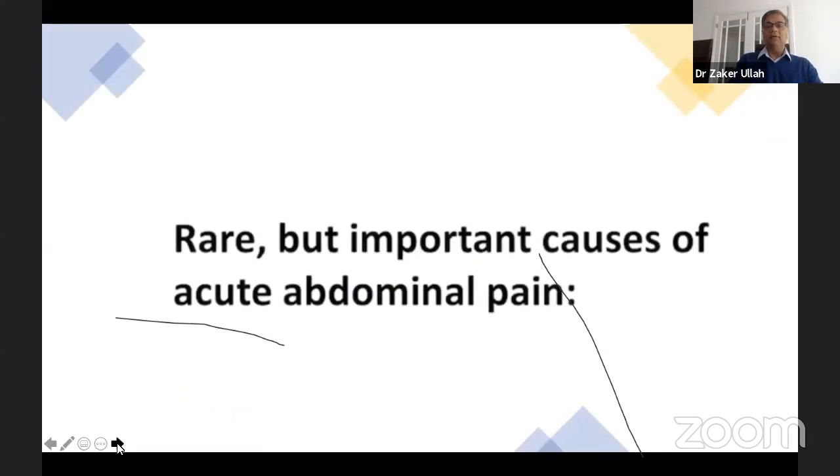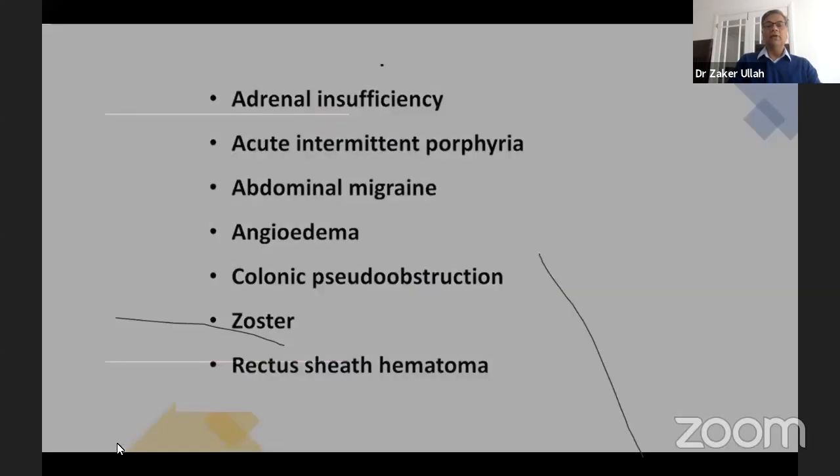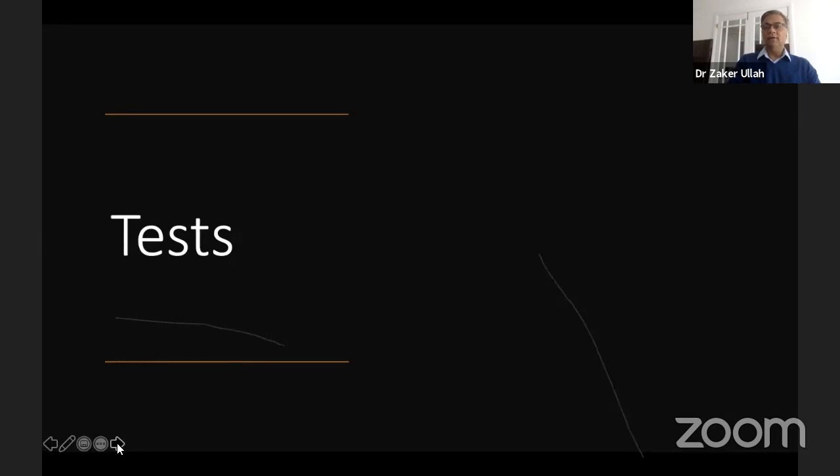And lastly, rare but important causes of acute abdominal pain. Just don't forget, an adrenal insufficiency patient can have some abdominal pain. Acute intermittent porphyria. These are all medical conditions, but they can present to the surgical department with abdominal pain. Abdominal migraine, angioedema, that's an allergic reaction, colonic pseudo-obstruction, herpes zoster, and rectus sheath hematoma. So these are rare causes, but still, we can actually find our patients with that.